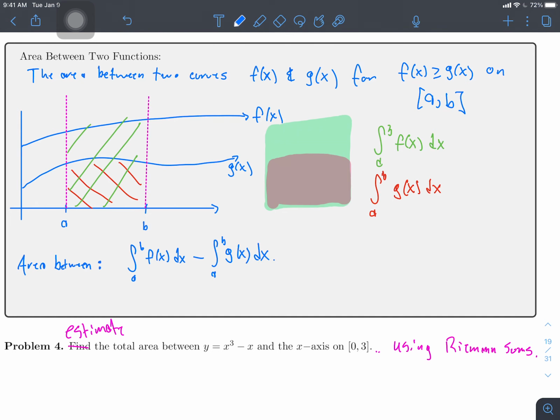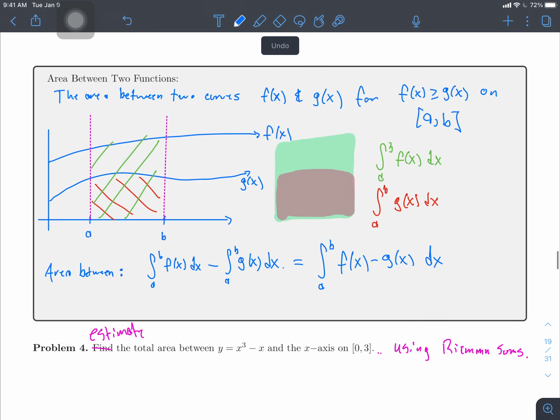Now, we learned one of our integral rules, which said that if we have a sum or a difference of two integrals, it can be written as the integral of the sum or the difference, and vice versa. So this is actually also equal to the integral from a to b of the function I get if I take those two functions and subtract them from one another. Okay?